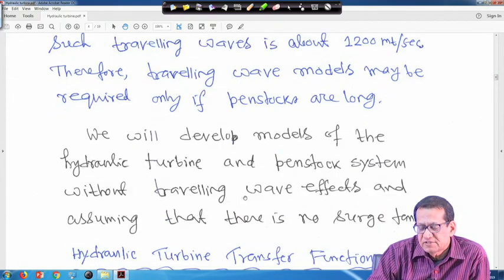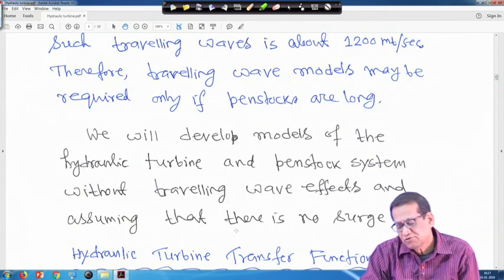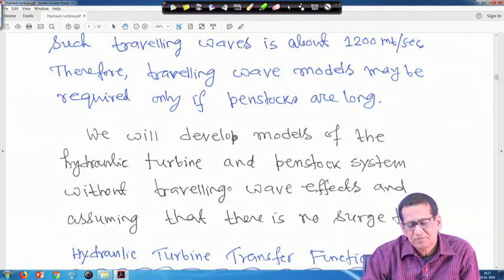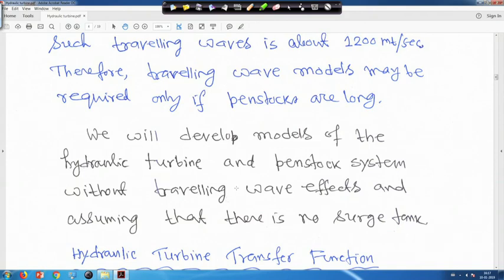We will develop the models of the hydraulic turbine and penstock system without travelling wave effects and assuming that there is no surge tank. So, based on these assumptions we will try to model the hydraulic turbine.